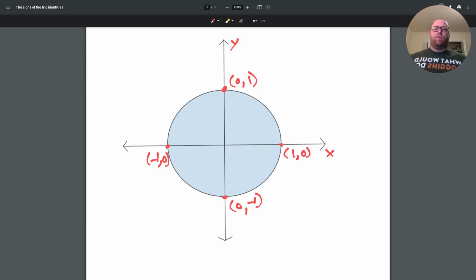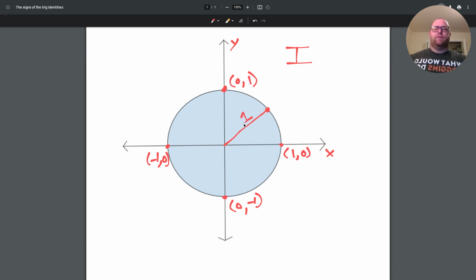In this video, I want to talk about the signs of the trig identities per quadrant. So I've drawn a unit circle here, and I'm going to use that to help explain what the signs of each trig identity are per quadrant. I'm going to start in quadrant 1 here, and let's just draw a triangle out.